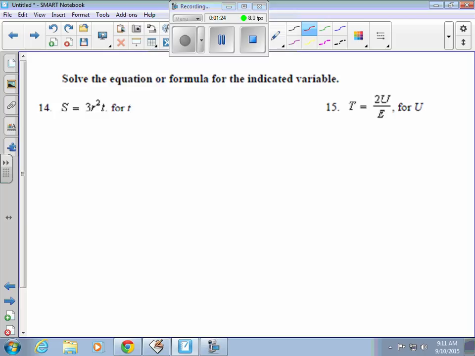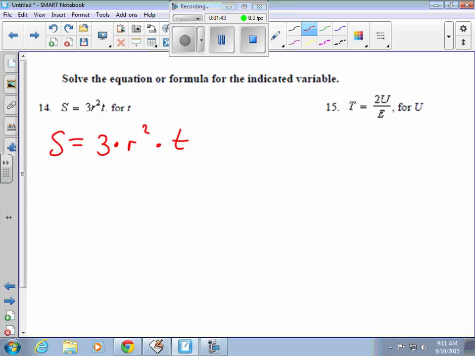Solve the equation or formula for the indicated variable. So it says solve for t. S is equal to 3 times r squared times t. If you need to separate them, you can say 3 times r squared times t. Don't let the r squared part confuse you right here.